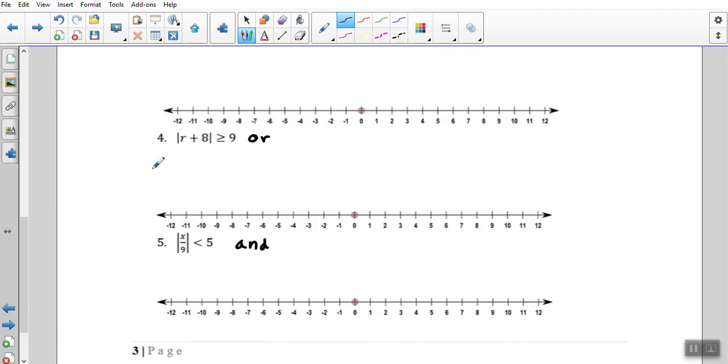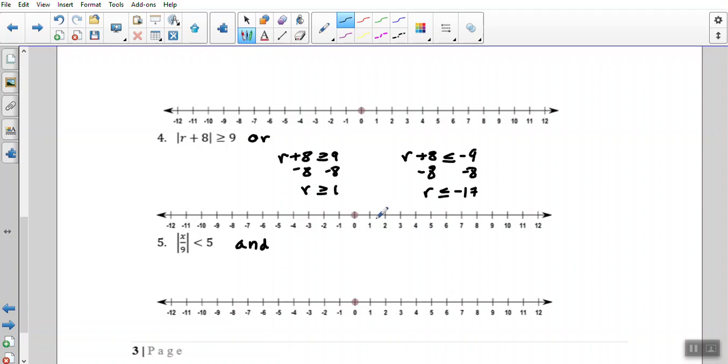Okay, so for this one we're going to do the positive and the negative. So we have r plus 8 is greater than or equal to 9, and then we have r plus 8 is less than or equal to negative 9. And then we're going to subtract. R is greater than or equal to 1. Subtract. R is less than or equal to negative 17.